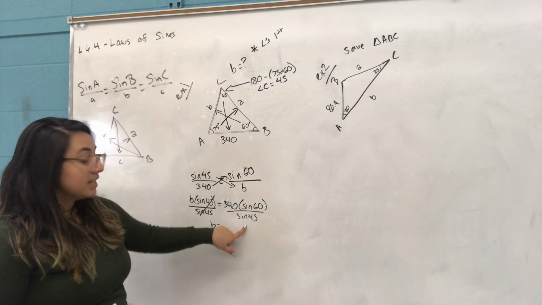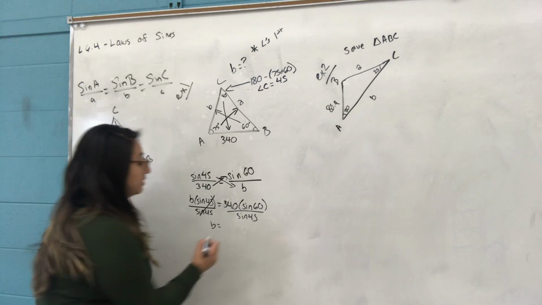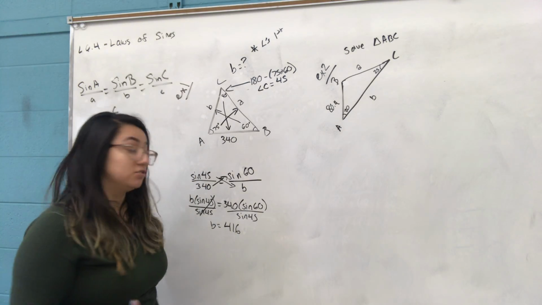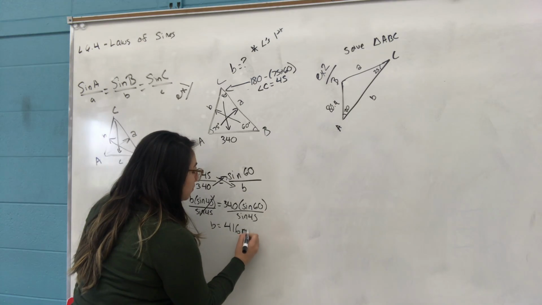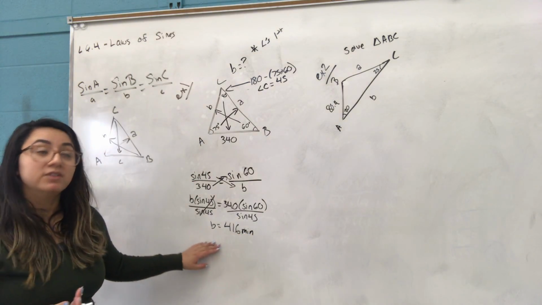If you put in your calculator 340 times sine of 60, solve it out, and then divide by the sine of 45, you end up with a number. Here they want it to the nearest whole number. I'll let you know for your homework if I want it to the 10th place or 100th place. But here for B, you get 416 point, etc., which is rounded to 416 miles.